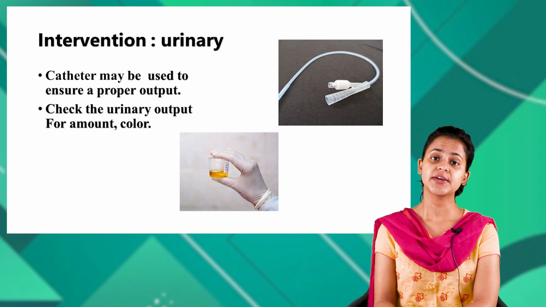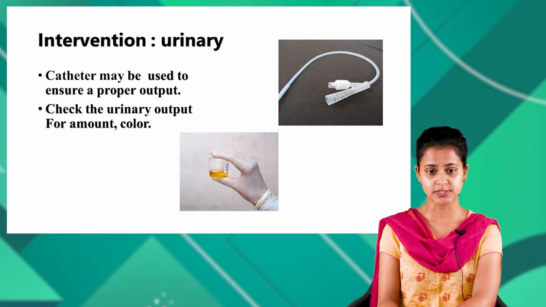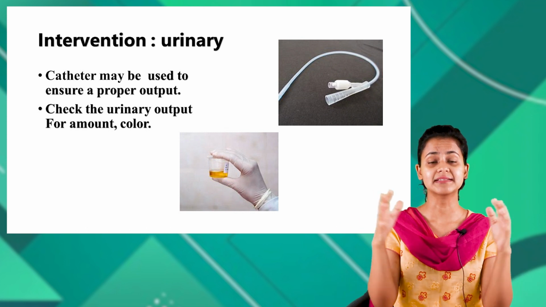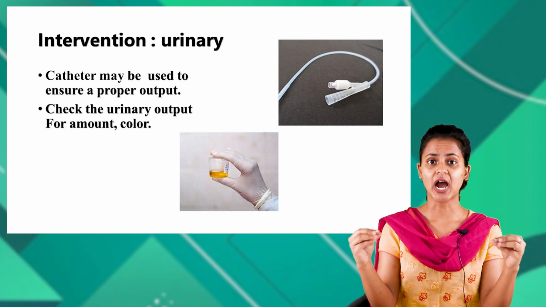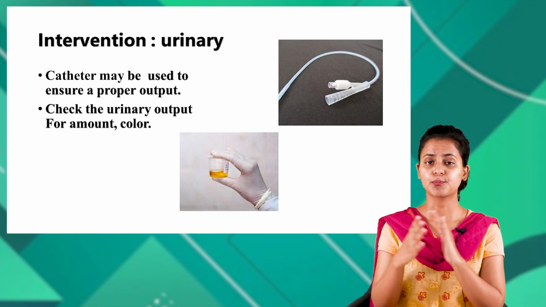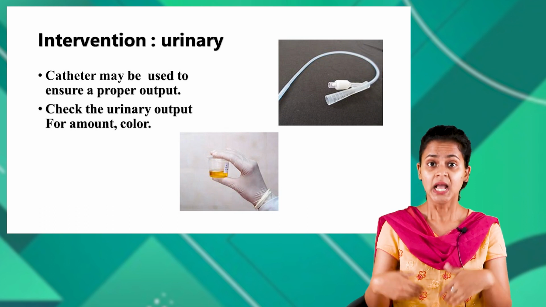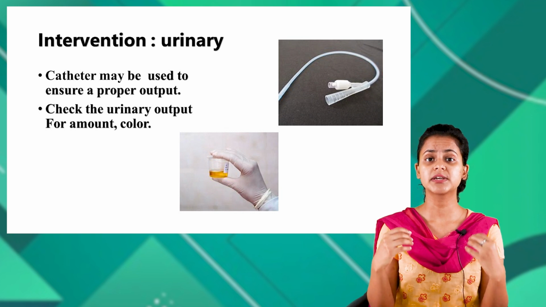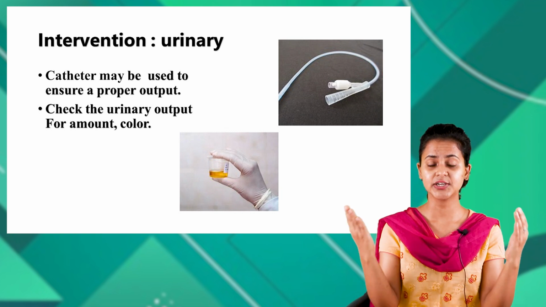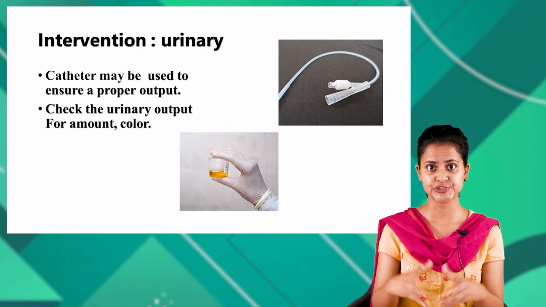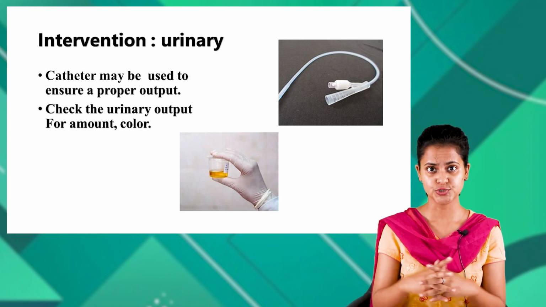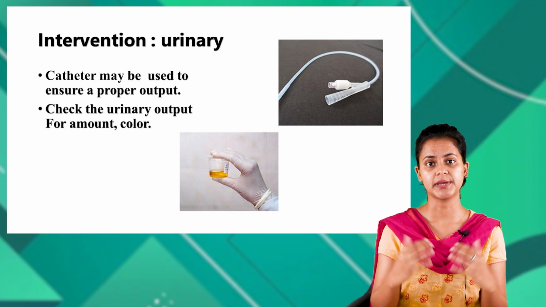Next, we are going to see the urinary problem related interventions. Most of the clients will be on a catheter to maintain the urinary output immediately in the post-operative phase. Later, once the client is stable enough, we will be removing the catheter, and the urinary output should be measured in this phase in order to understand the adequate perfusion in the patient's body.